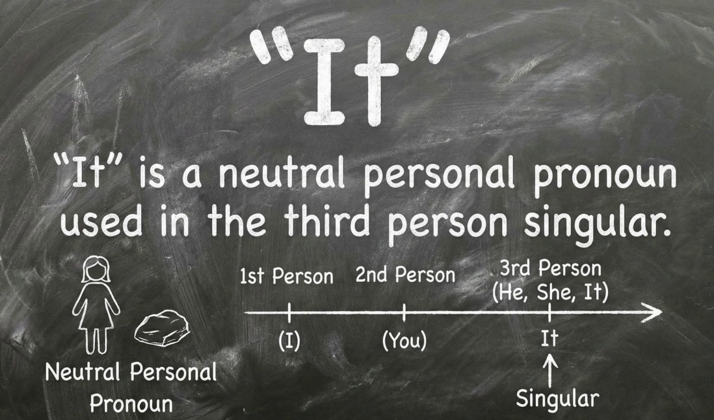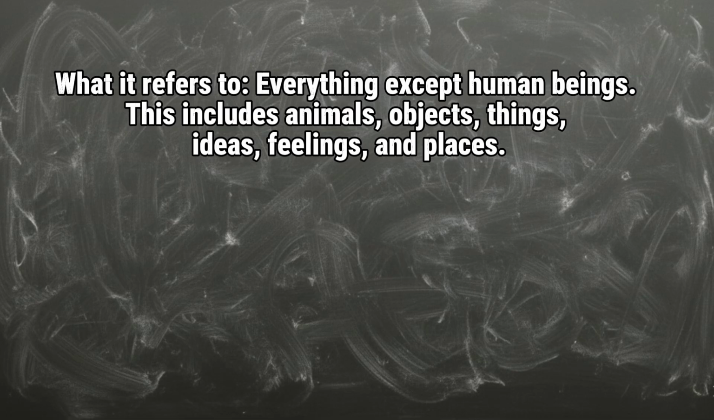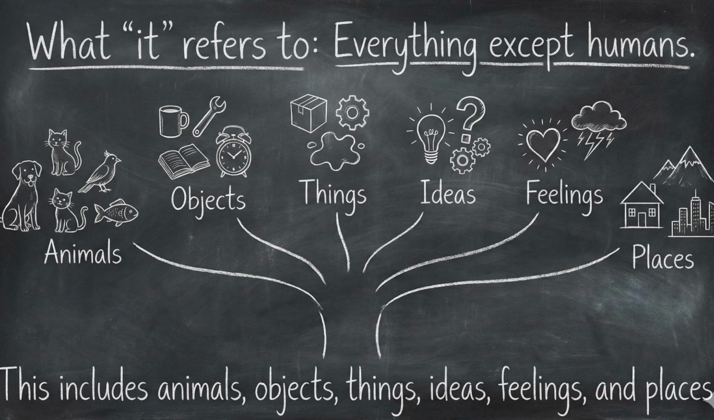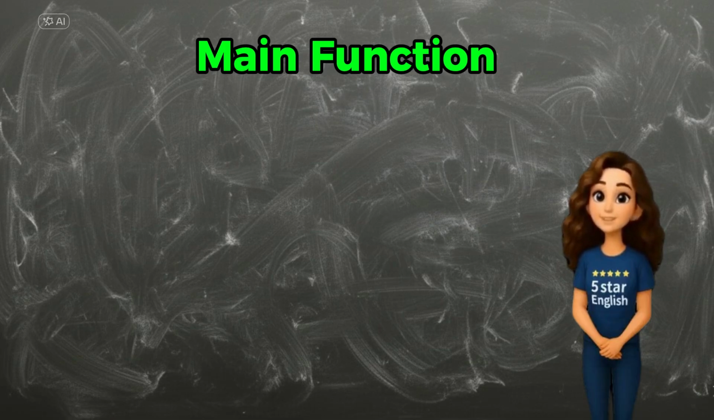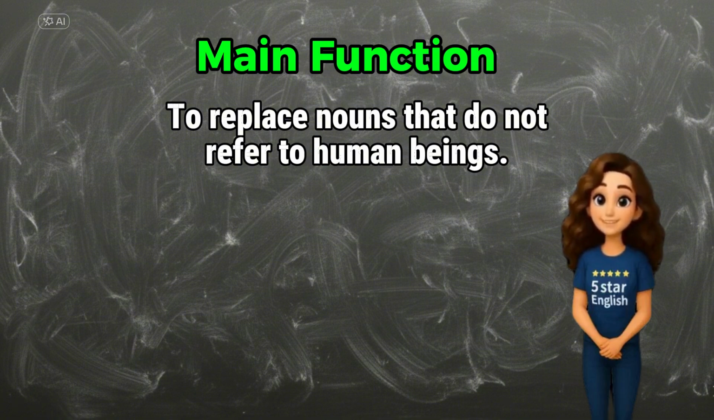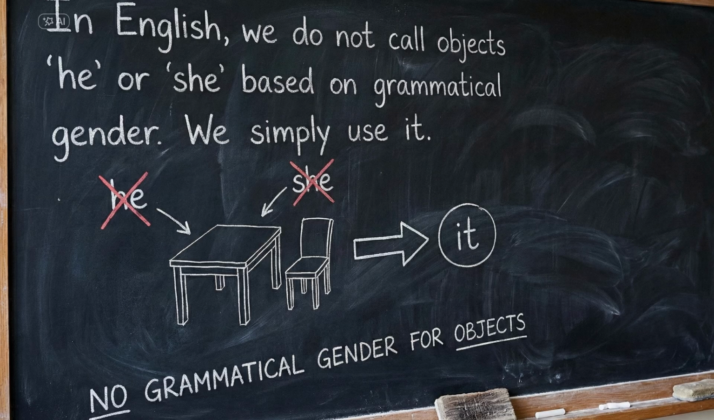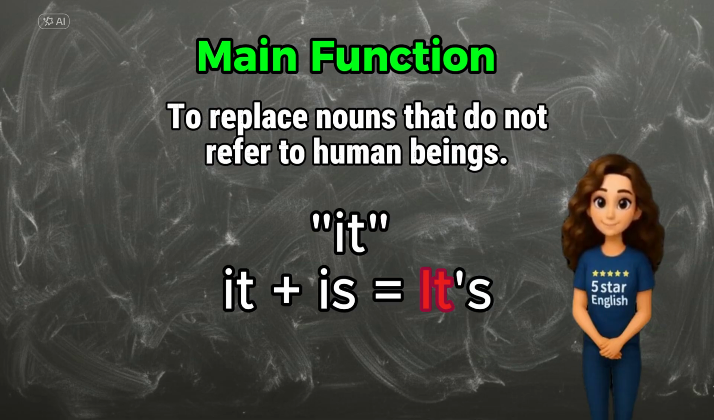It is a neuter personal pronoun used in the third person singular. What it refers to: everything except human beings. This includes animals, objects, things, ideas, feelings, and places. Main function: to replace nouns that do not refer to human beings. Important note: in English we don't refer to objects as he or she based on grammatical gender, masculine, feminine. We simply use it. It plus is also its.